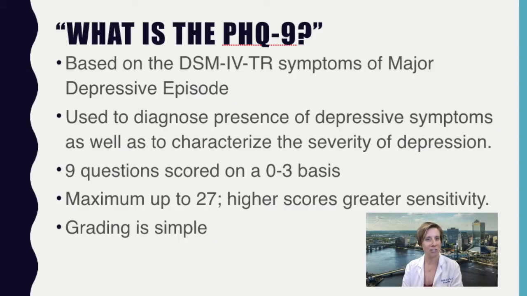It is a screening instrument for depression, and it is based on the DSM-4-TR symptoms of major depressive episode. We use it to diagnose the presence of depressive symptoms, as well as to characterize the severity of depression. There are 9 questions on the instrument, and we score them on a 0 to 3 basis. So the maximum score would be 27. The higher the scores, the greater sensitivity.